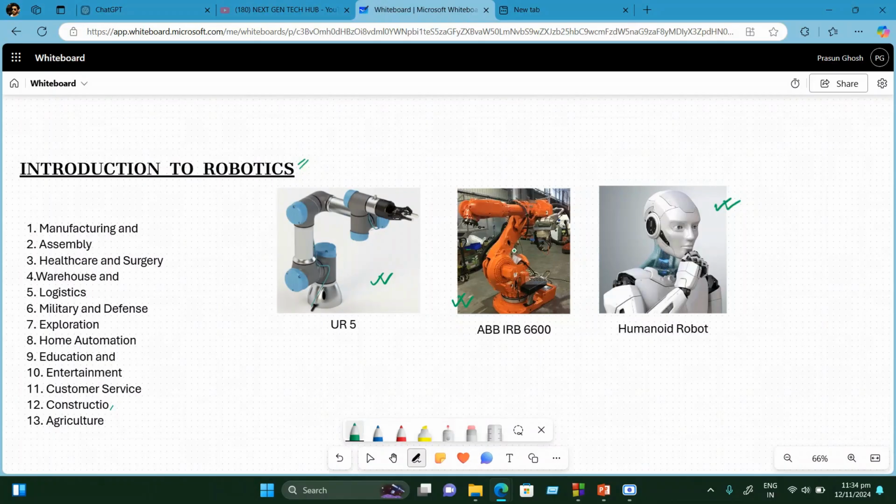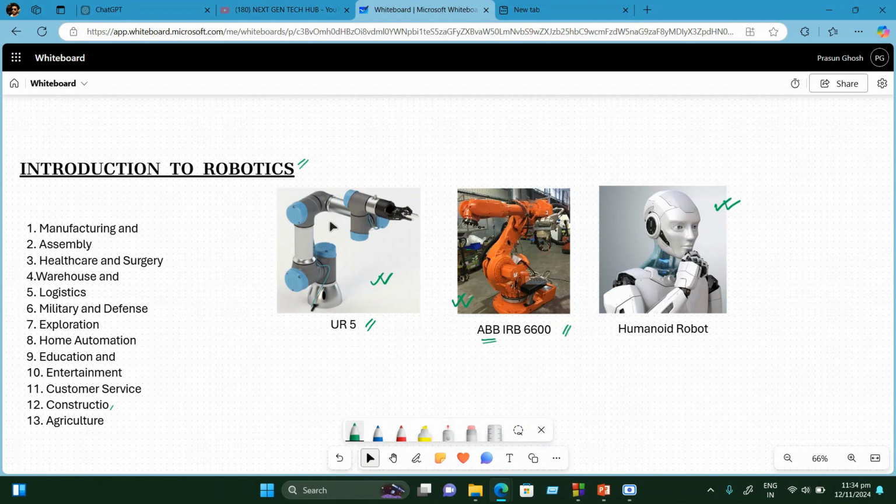These robots have 6 degrees of freedom. Now, what is 6 degrees of freedom? How I am calculating the degrees of freedom, I will teach you when I start the basics of robotics. So, this is actually the UR5 robot, and this is the ABB IRB 6600. ABB is a robot manufacturing company.